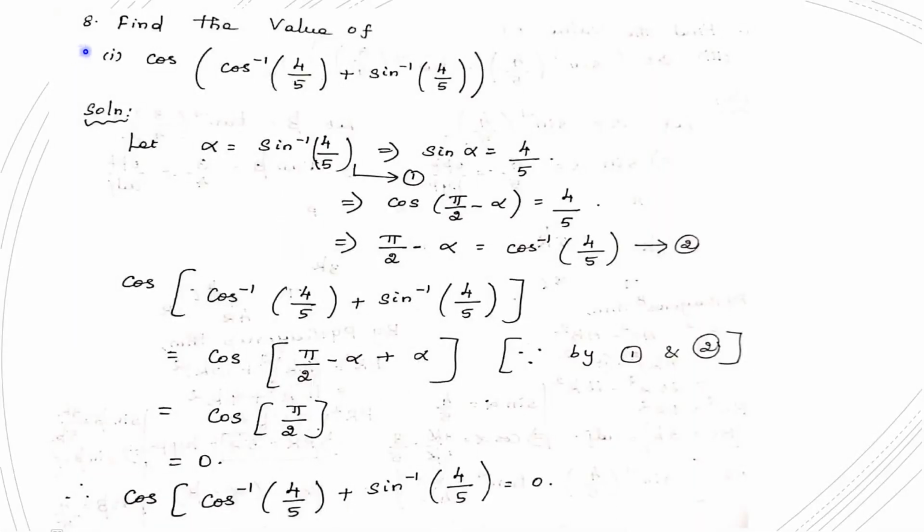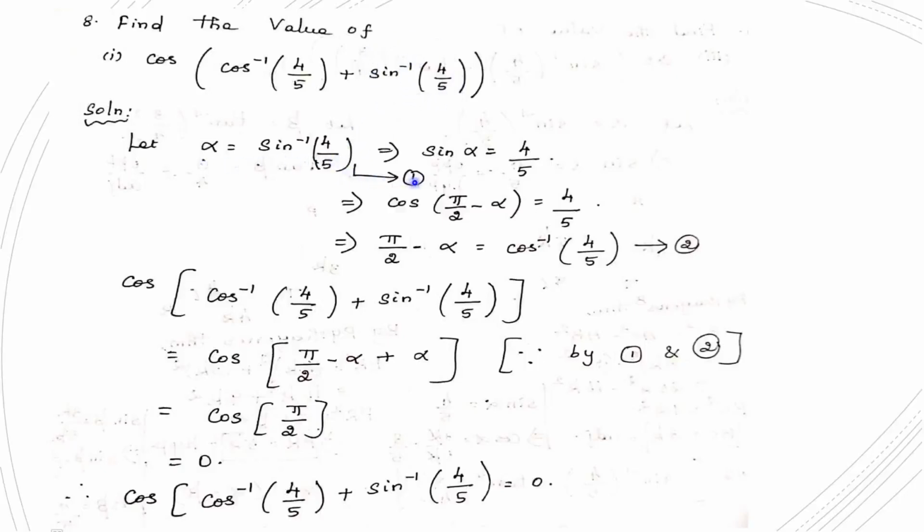Let us see 8th sum, first subdivision. Find the value of cos inverse of 4 by 5 plus sin inverse of 4 by 5. Let us see the solution. So you have to take let alpha equal to sin inverse of 4 by 5. So we take sin inverse of 4 by 5 as alpha.